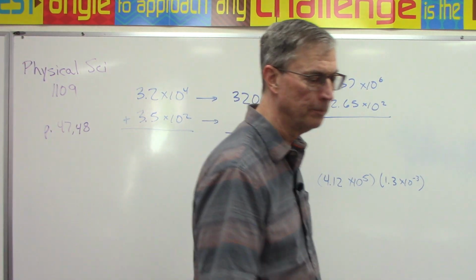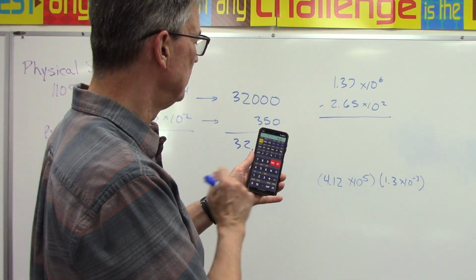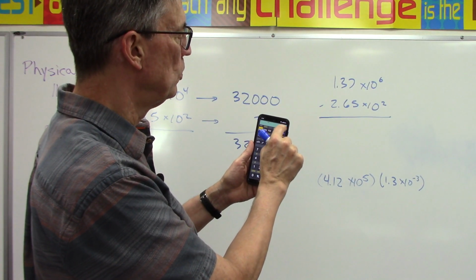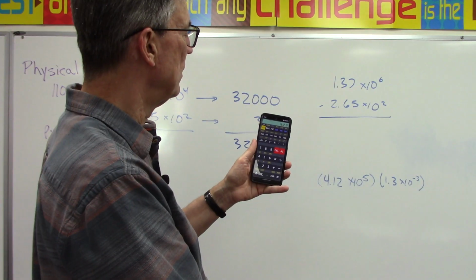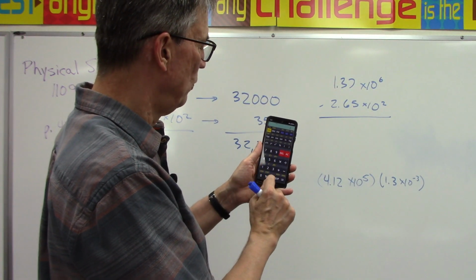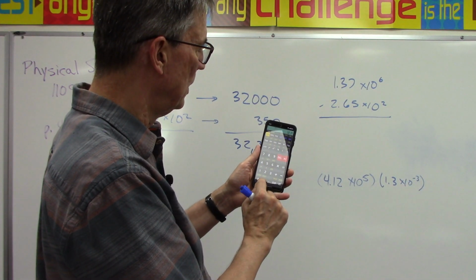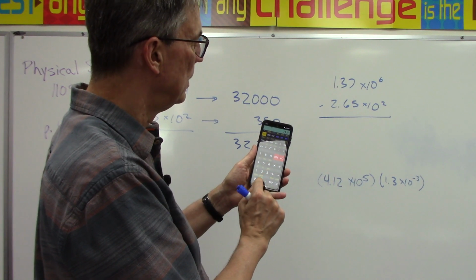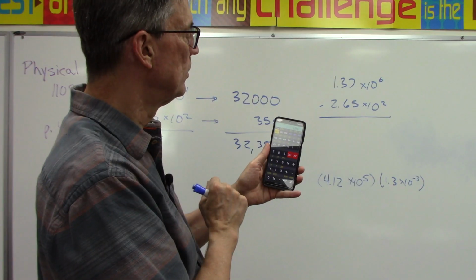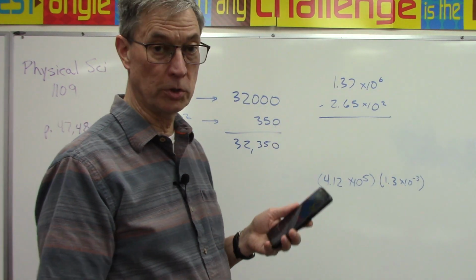We're multiplying. So I'm going to use the calculator again and do the 4.12. Hit the EXP and it brings up times 10 to an exponent. So I'm going to put in 5. And then I'm going to hit times 1.3 and then hit the EXP. And now I'm going to put in 3 and then -3, okay? And then when I hit equals, it will multiply those two together and give me the answer, all right?